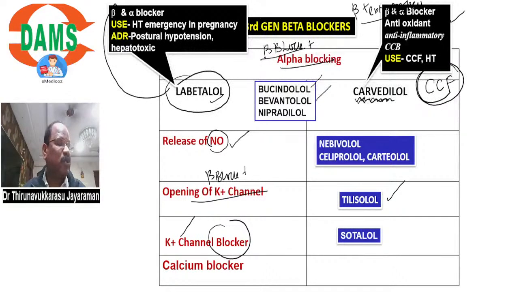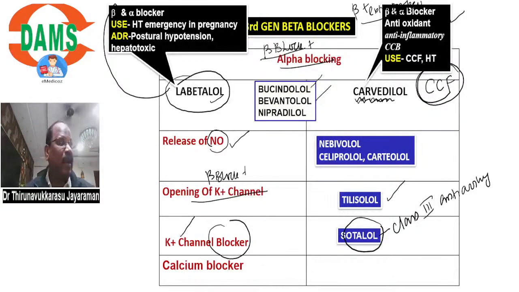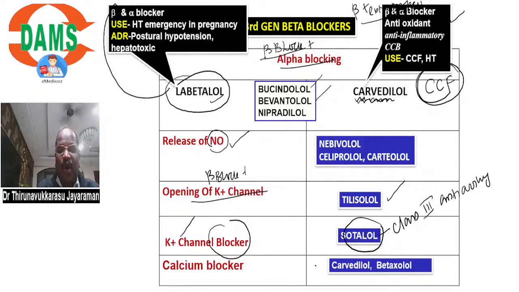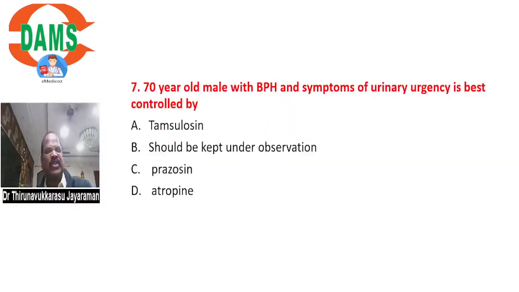Sotalol is a beta blocker with potassium blocking action. That's why this is the only beta blocker that comes under class 3 anti-arrhythmic agents. Usually all the beta blockers come under class 2, whereas sotalol comes under class 3. And the beta blockers having calcium blocking properties are carvedilol and betaxolol. Like that we discussed in our classroom what the third generation are. They asked what is the mechanism of action of labetalol. Answer: beta plus alpha blocker. This simple question was asked. Okay, next.